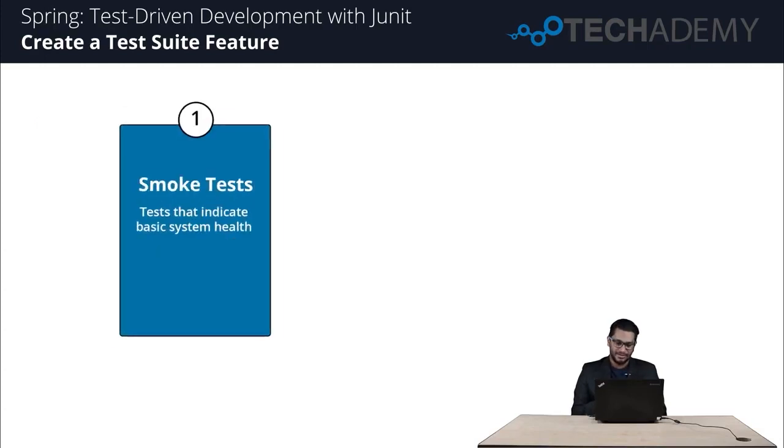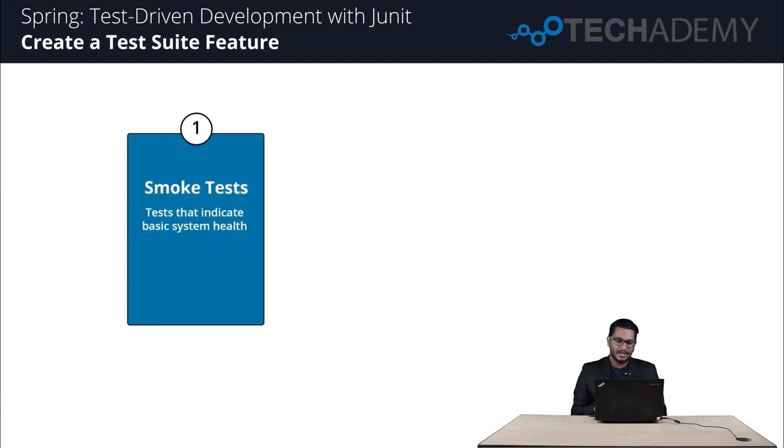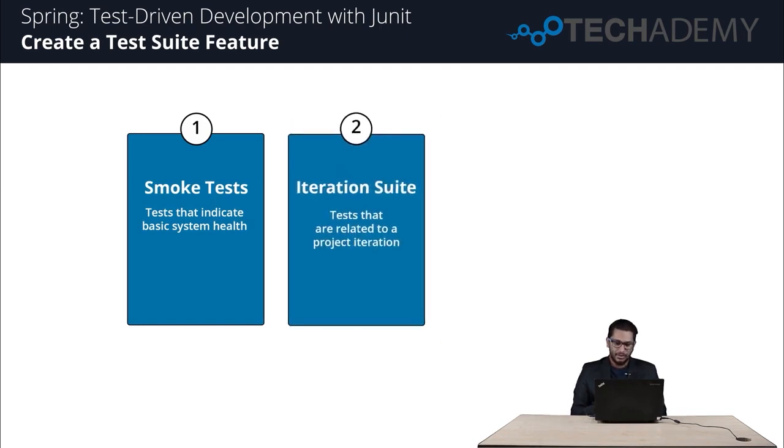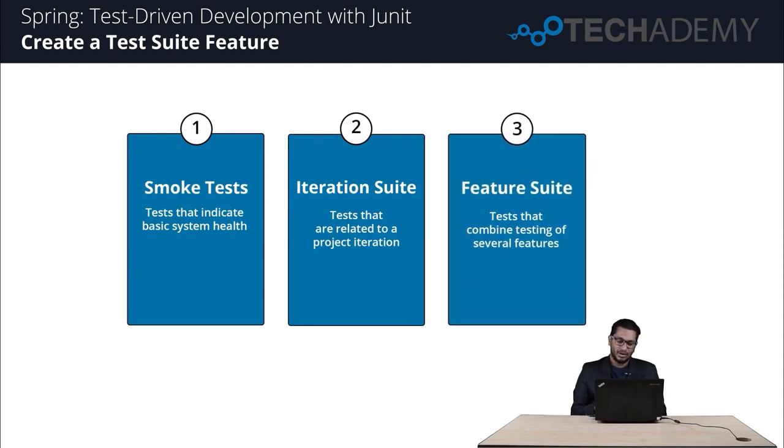So some examples of test suites are smoke tests. These are the kind of tests that we might want to have in place just to give us a good indication of basic system health. There's also a notion of iteration test suites. If our project is planned in iterations, we may want to group the test cases for any of the work that's happening within an iteration. There's also something called a feature test. This is what we are going to do in our upcoming exercise. We will combine several of the test classes that we have already developed so that we can have a test suite for our add contact feature. So let's get started so we can see what that looks like.